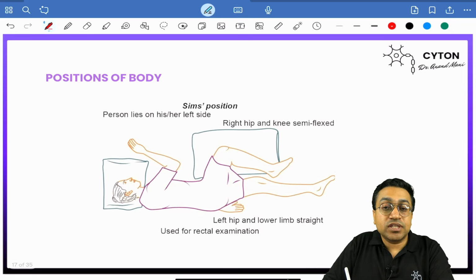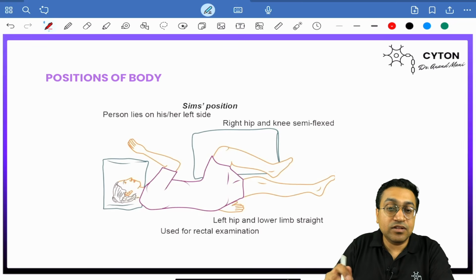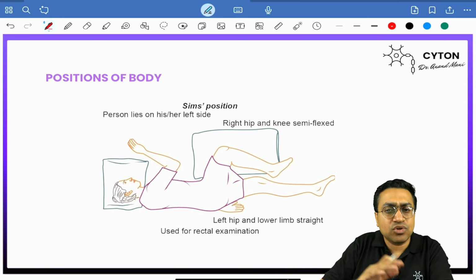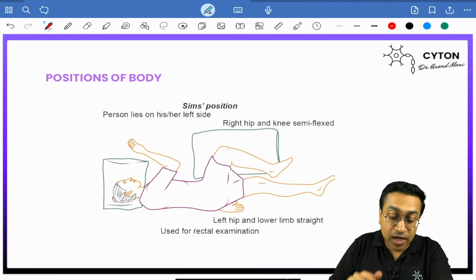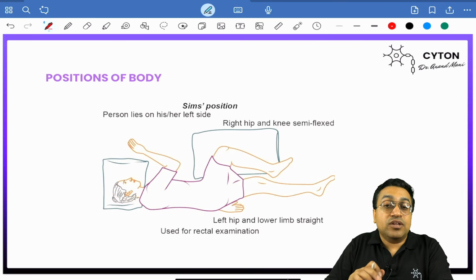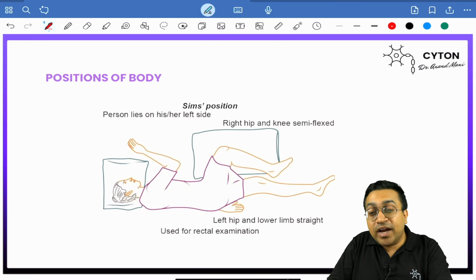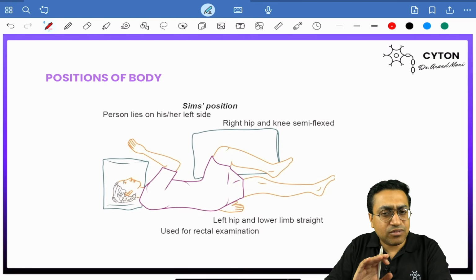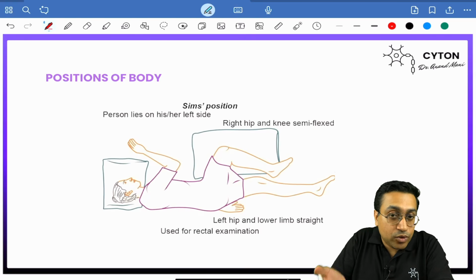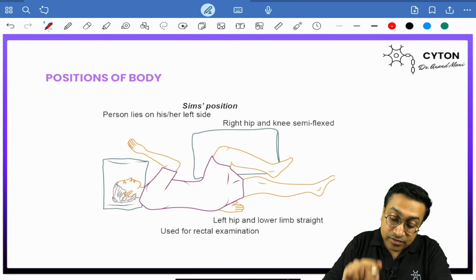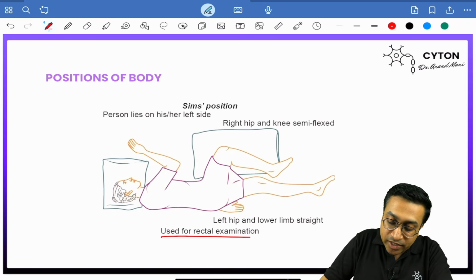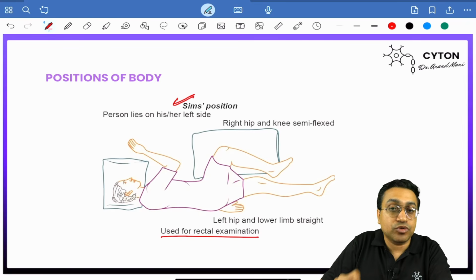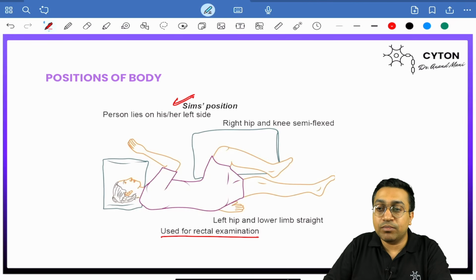Then another position, that is a Sims position. What is this? In this, a person is lying on his or her left side with the left hip and lower limb, as you can see here, straight, and right hip and knee semi flexed. Again, this is a very resting position which you might be using while sleeping, but this position is classically used for rectal examination. Okay, this is Sims position. So this you will again read eventually in the surgery prof, and you will read about all the things.